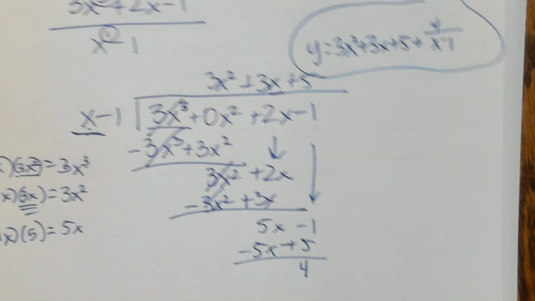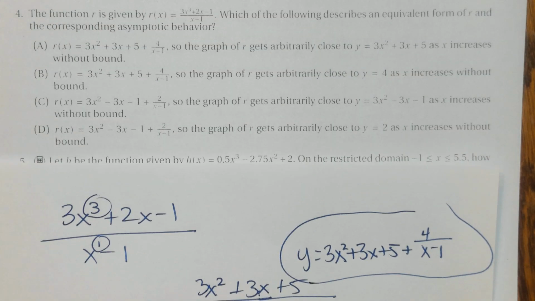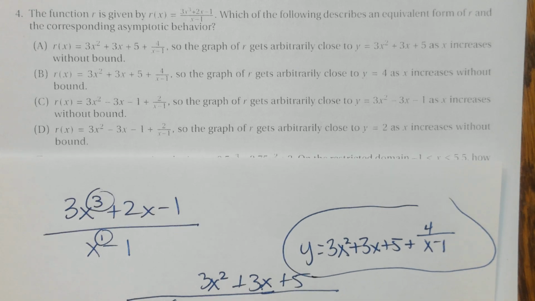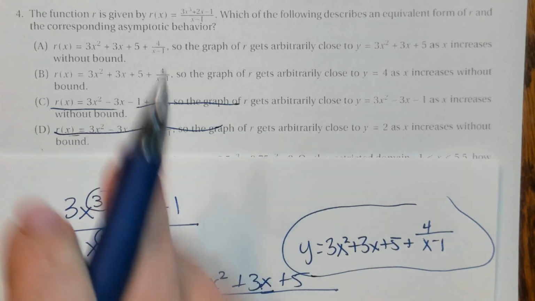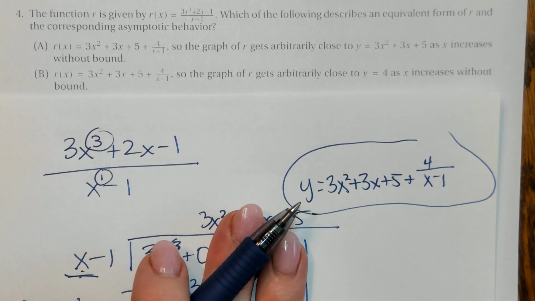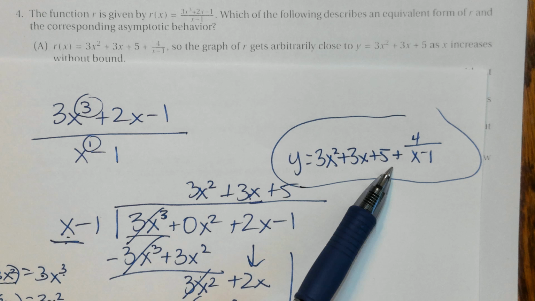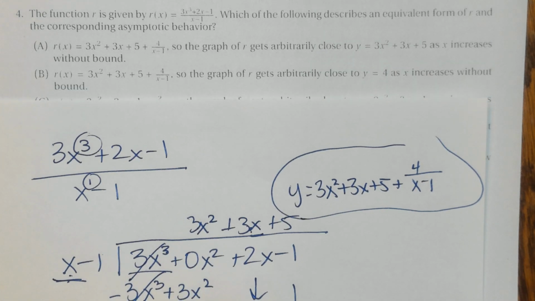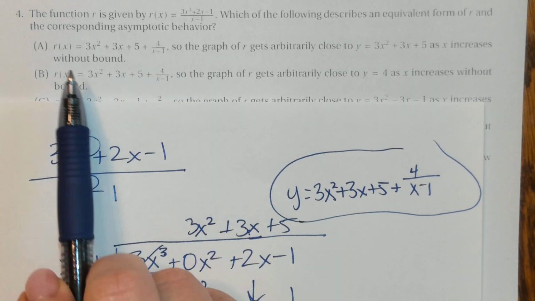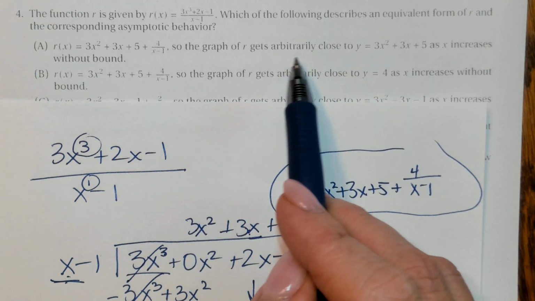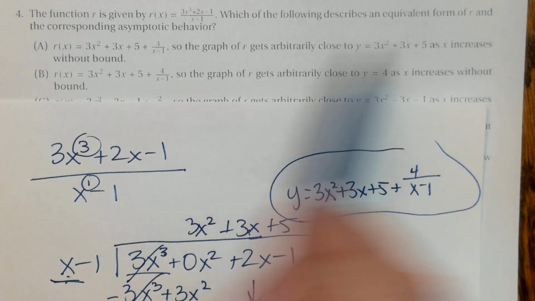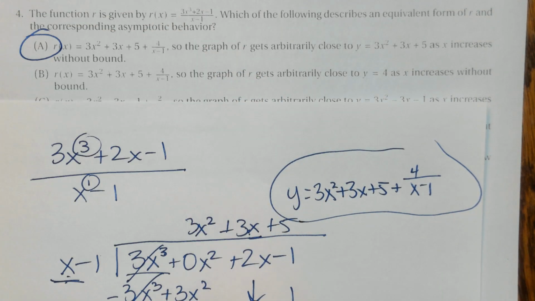Okay, now let's look at our choices. And remember, we're looking for what first can I cancel out? I can see that I can cancel out option C and option D. So I'm looking at the first 2 options. We know this graph is going to get closer and closer to the slant asymptote as it moves to the right and the left without bound. So the graph of the function r is going to get arbitrarily closer to this as it increases without bound. That is the correct answer.